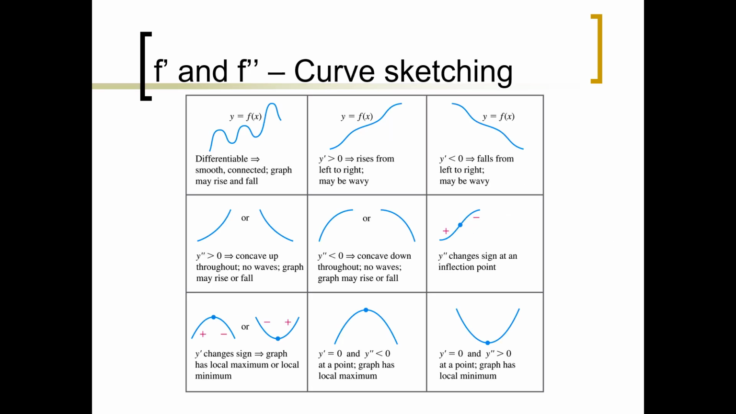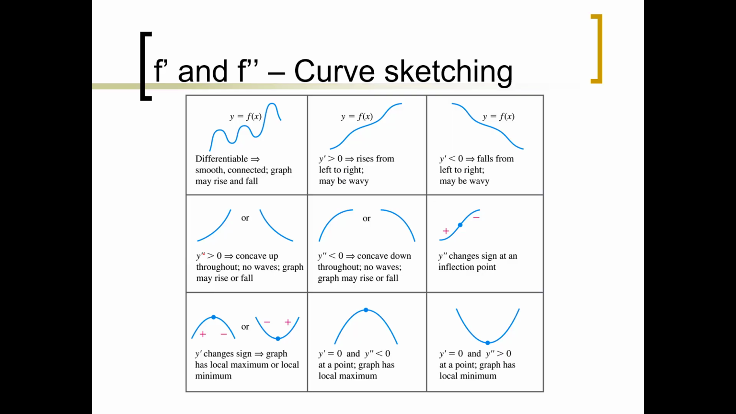Now think of everything that we now know about the function because of the first and second derivative. We know that if the first derivative exists, then the function's graph must be smooth and connected, must be continuous. The graph, of course, can rise or fall. If, though, we also know that the first derivative is positive on an interval, then the graph is rising from left to right, but it might be wavy as it changes concavity. If the first derivative is less than 0 on the entire interval, then the graph will be falling, but again, the graph might be wavy because it can change concavity.